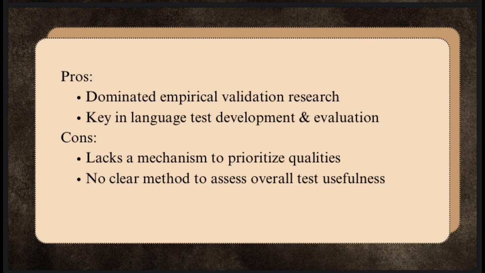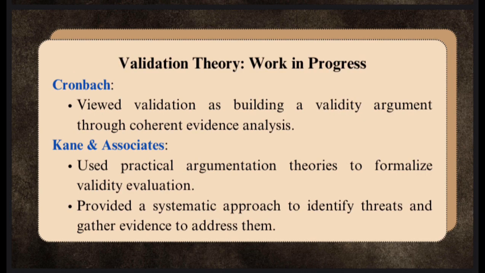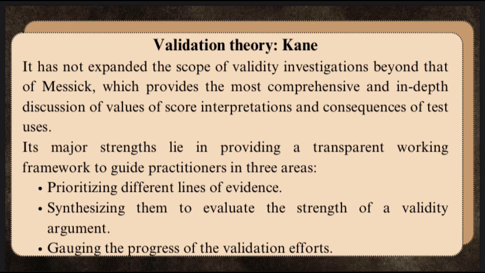Cronbach viewed validation as building a validity argument through a coherent analysis of supporting and opposing evidence, while Kane and his associates formalized this by applying practical argumentation theories, systematically identifying threats to assumptions, and guiding evidence collection to address them. Kane's validation theory does not expand beyond Messick's comprehensive framework, but offers a clear structure for practitioners. Its strengths lie in prioritizing evidence, synthesizing it for validity evaluation, and tracking validation progress.